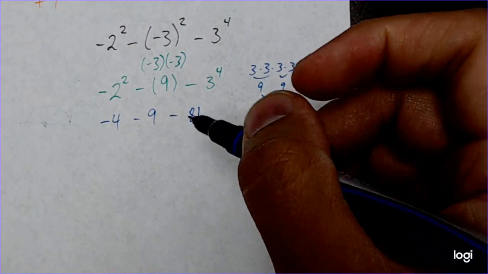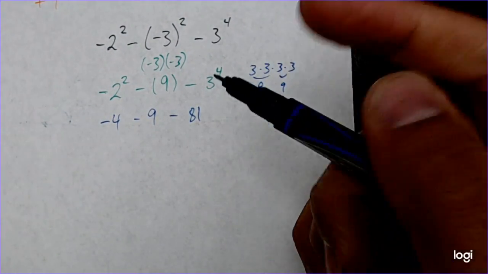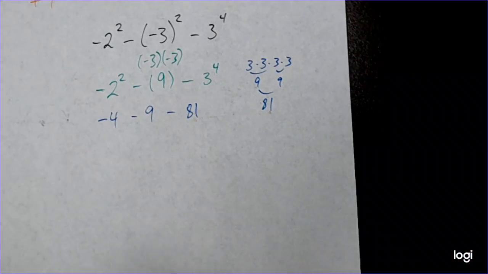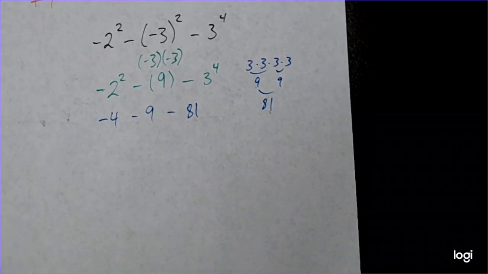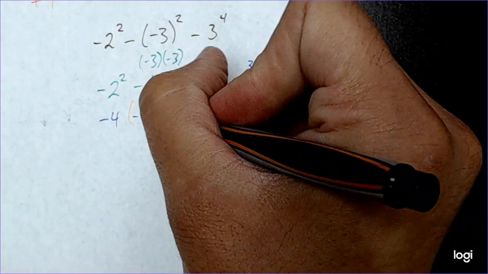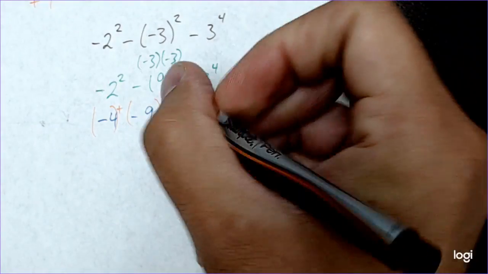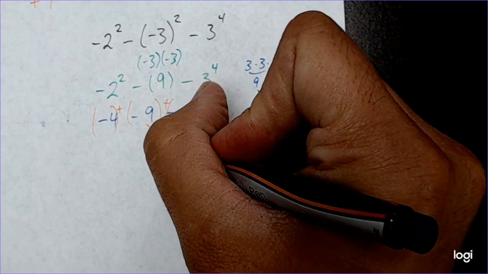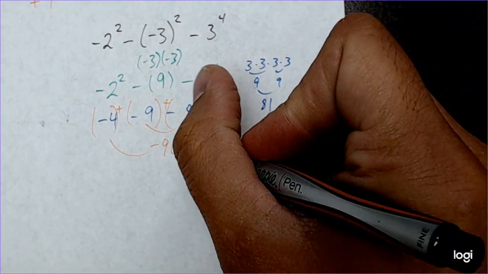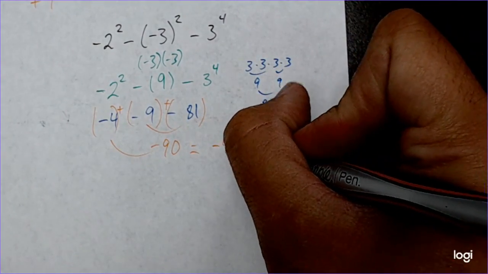Now I just need to do some algebraic addition. Let's see here. I remember from my 9 times tables that if I do negative 9 plus negative 81, that's just going to be negative 90, and then negative 90 plus negative 4 is negative 94.